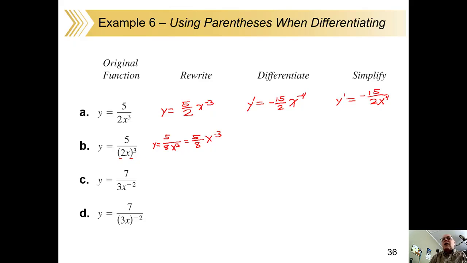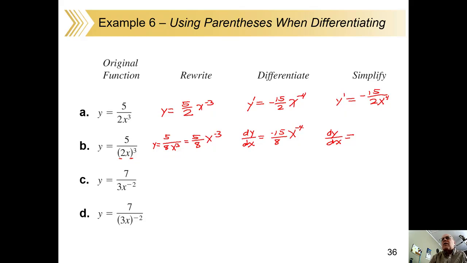Now we're ready to go. We've got a coefficient out front, that's fine. We've got x to some power, we're ready to go. So if I want dy dx, I'll bring that negative 3 out front as a multiplier. We have negative 15 over 8, and we've got x. Subtract 1 from the negative 3, becomes negative 4. It's almost ready, but it's not ready for writing as your final answer. dy dx.